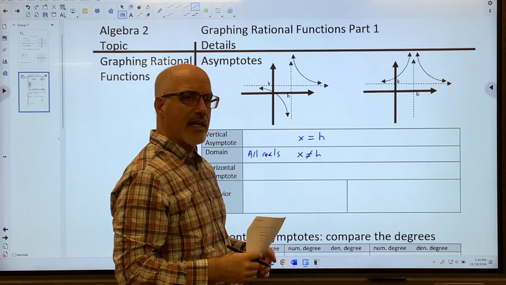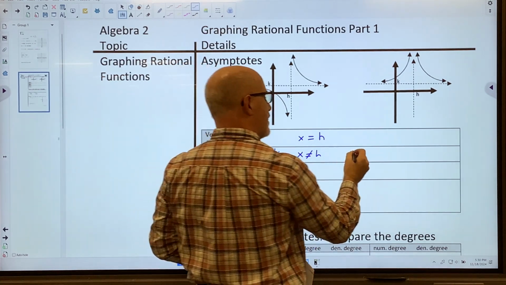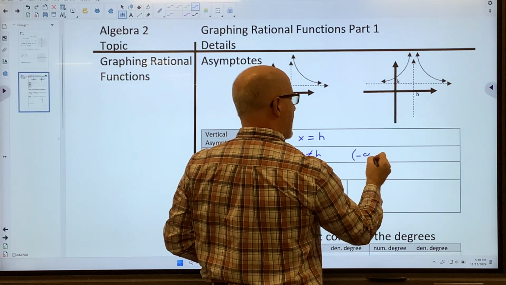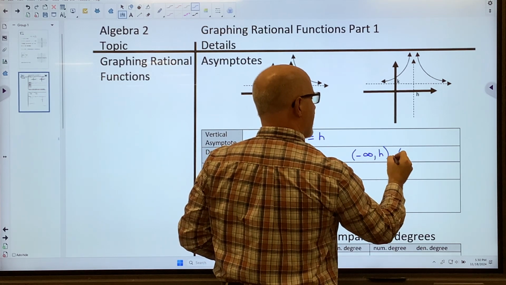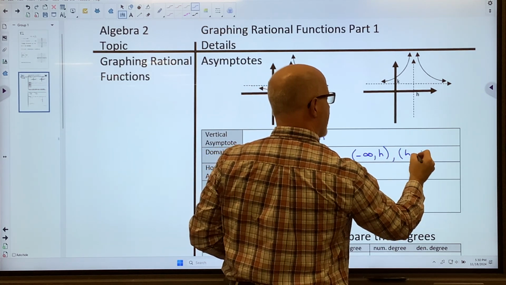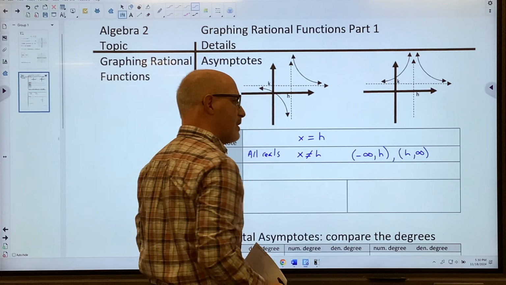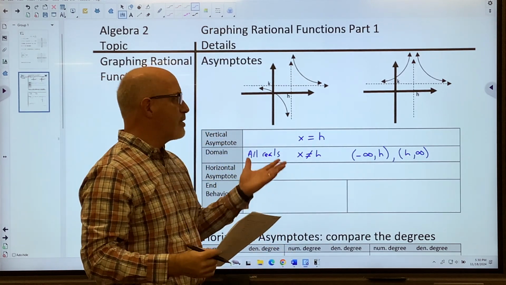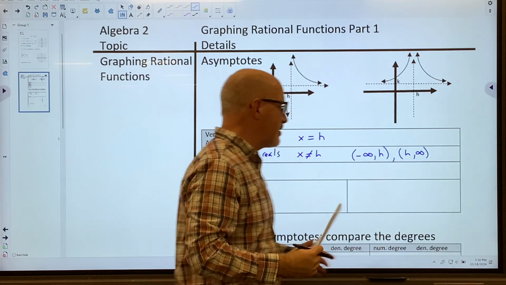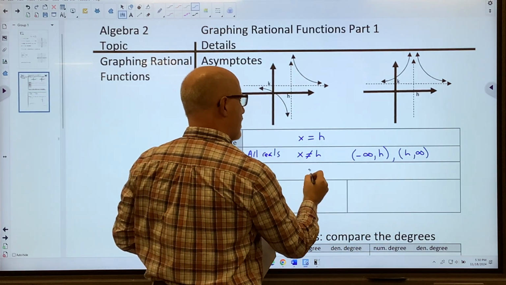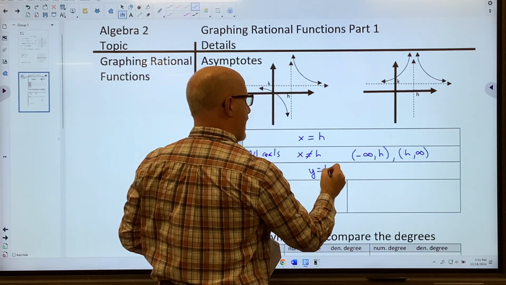So that's how we'll be able to list it. Now, if you're doing it in interval notation, that would be negative infinity to h, and then from h to infinity. And this would not include the h in the middle. Now, the horizontal asymptote here is listed at k, if you notice. And so we would say that our horizontal asymptote is y equals k.